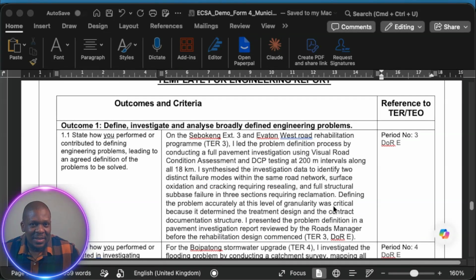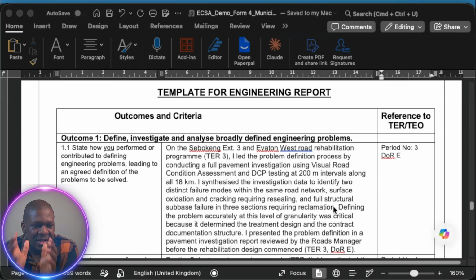All right, this is the most important section of your submission, because this is where you are demonstrating how you have met the outcome. However, take note, there is a limit to each and every sub-criteria. There is a limit to how many words you can use.